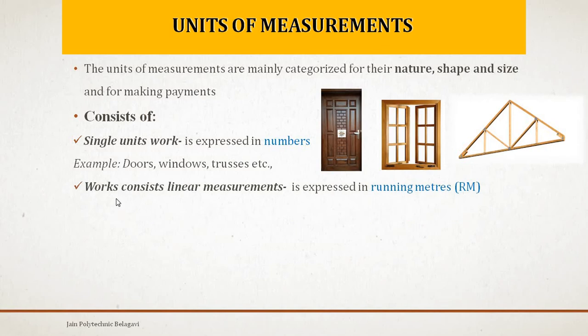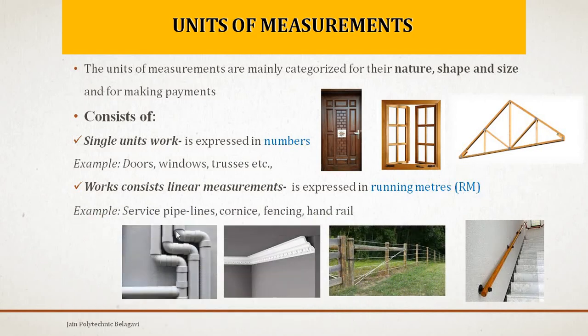Secondly, units of measurement consists of linear measurements, and these linear measurements are considered in running meters. In this linear measurement, examples are service pipelines. These service pipelines may be water supply pipelines, sewer lines, etc. And then coming to cornice. Cornice is nothing but the architectural element which is used to decorate the interior of the rooms.